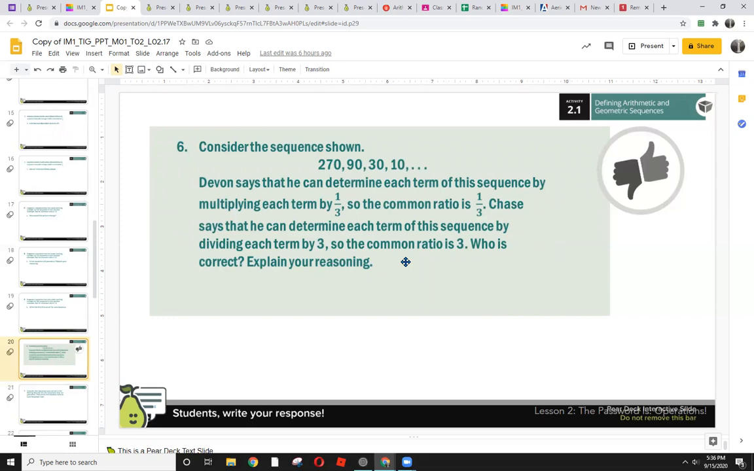So who is correct? Even though they both get the same answer, Devon is naming it correctly. The common ratio is 1/3, not 3. If your common ratio was 3, then it would be 270 times 3, which is 810. So it wouldn't be going down, it would be going up.